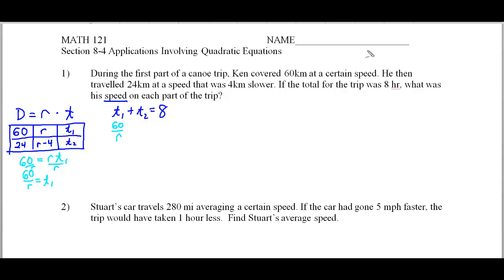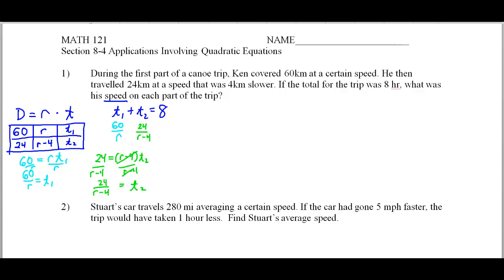The second equation is going to be 24 is equal to, because this is distance equals rate times time, the parentheses of r minus 4 times t sub 2. Since we want to plug it in here, let's get our t sub 2 isolated, so we're going to divide both sides by r minus 4. This simplifies to 1, so t sub 2 is equal to 24 over r minus 4. So we're going to have 24 over r minus 4 in our equation.